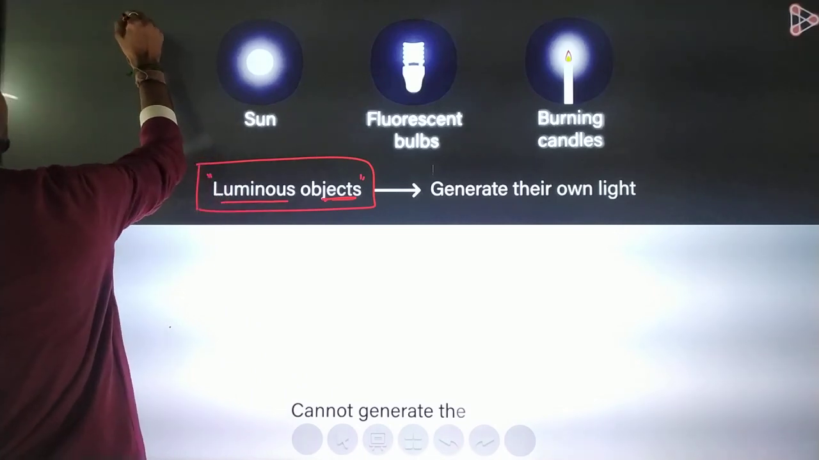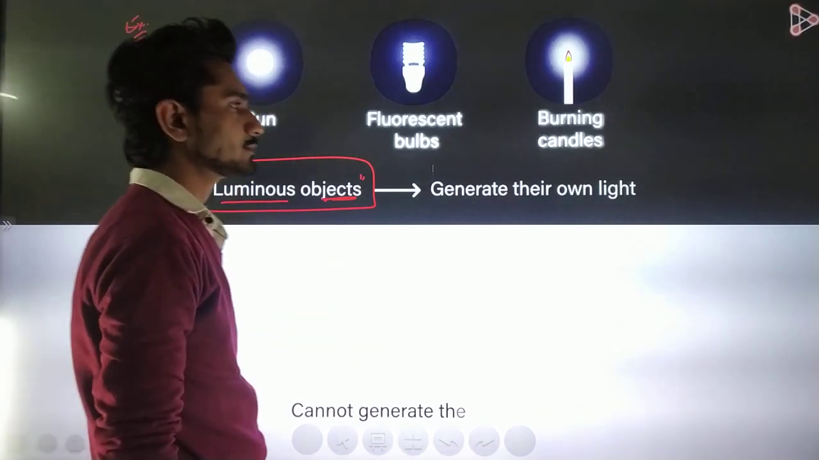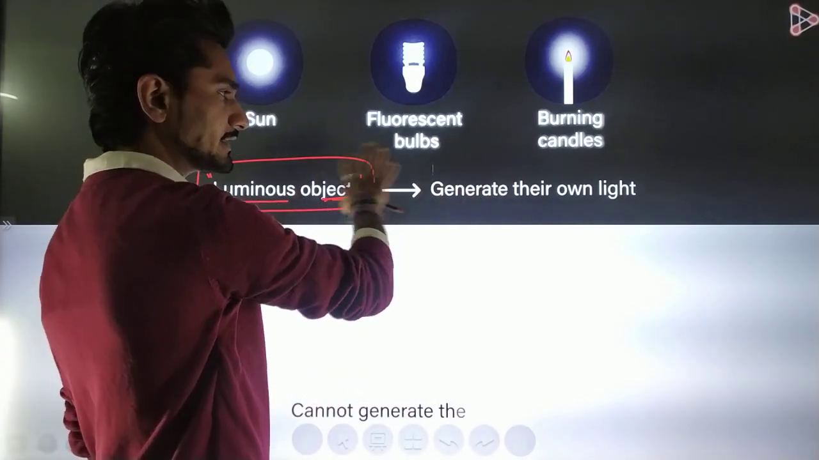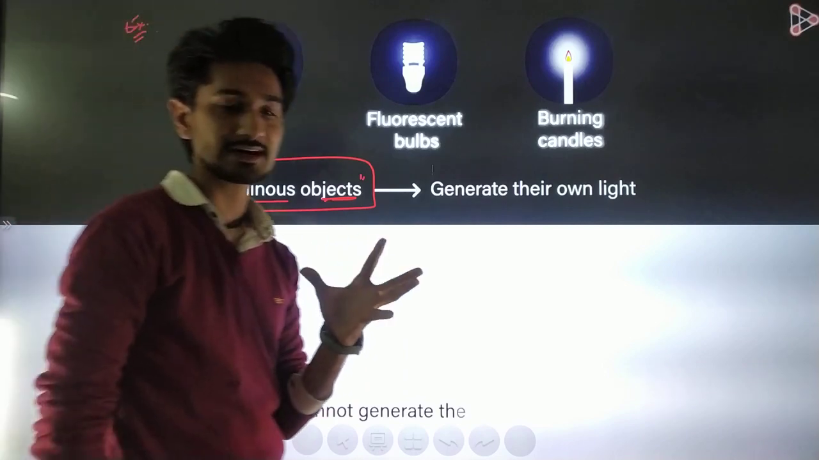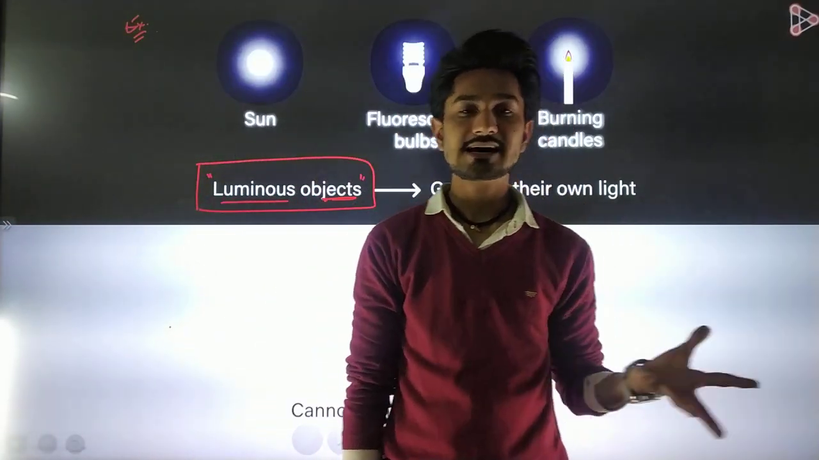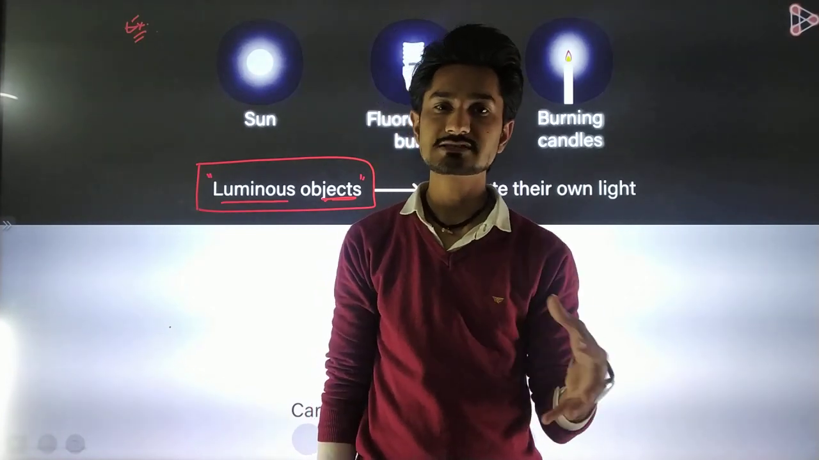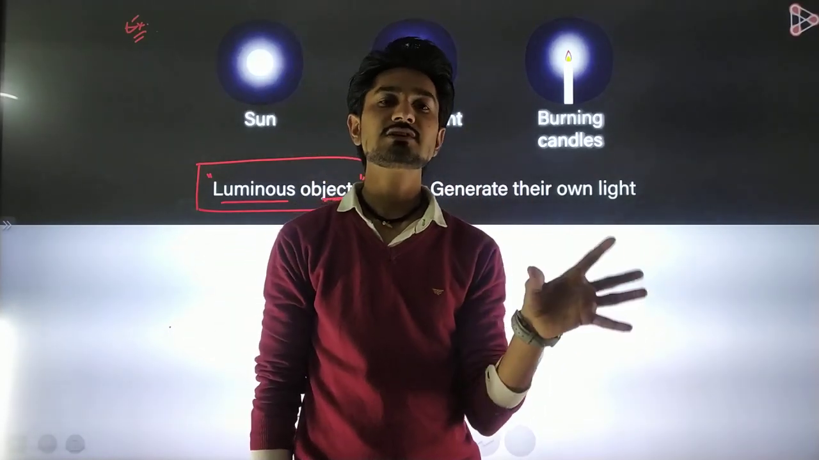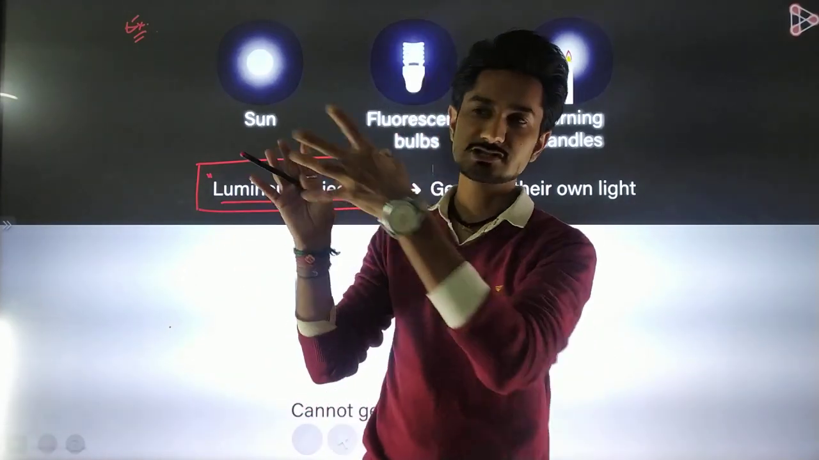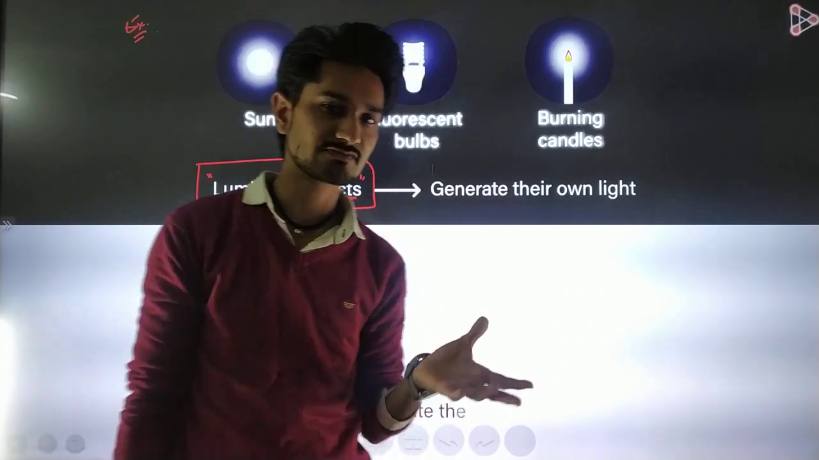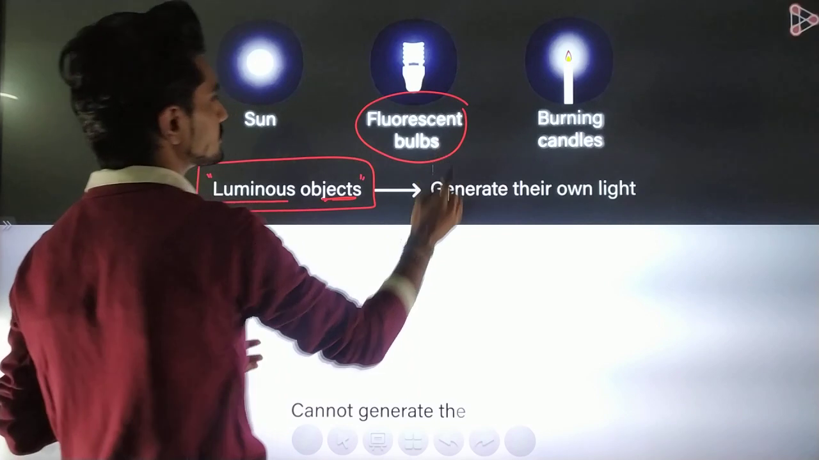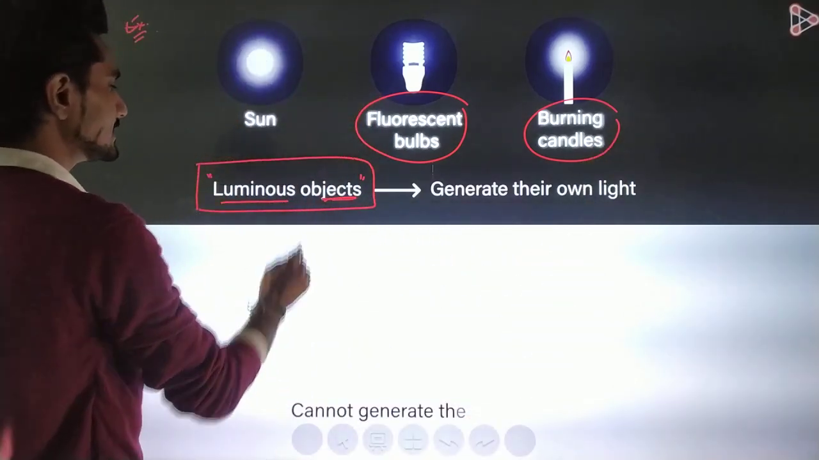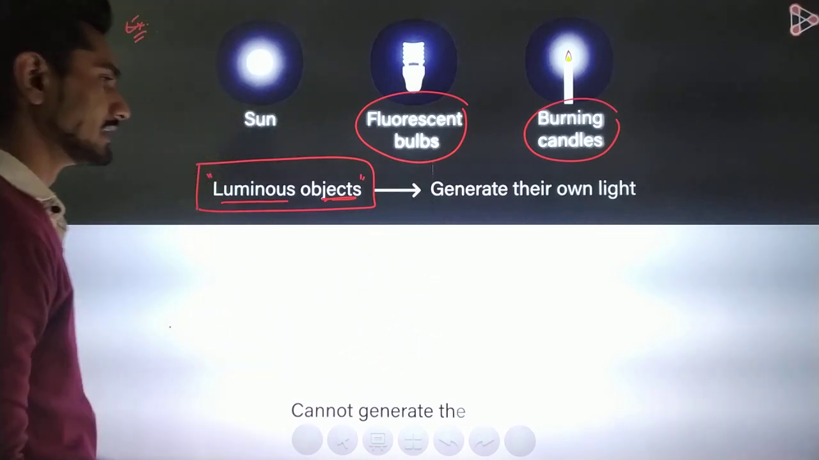For example, the sun, fluorescent bulb, and burning candles are examples of luminous objects, because they create their own light. The sun is a kind of star that we have already studied in chapter 17, in stars and the solar system, in which we saw that only stars can generate their own light, and planets cannot. Planets appear visible by the light of the sun, because the sun's light comes to us; that's why we can live here. Likewise, the fluorescent bulb and the burning candle create their own light, so they are called luminous objects, objects which produce their own light.